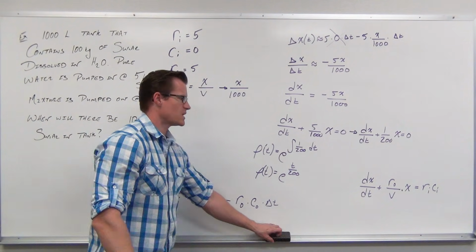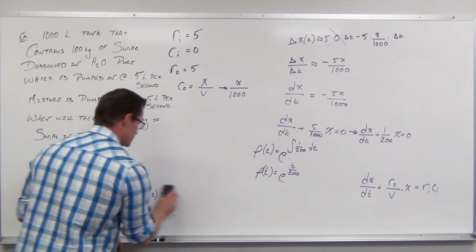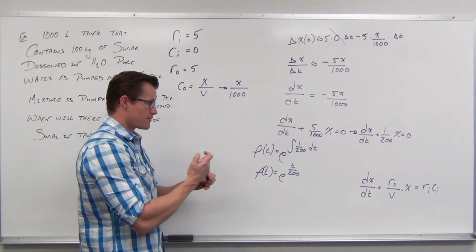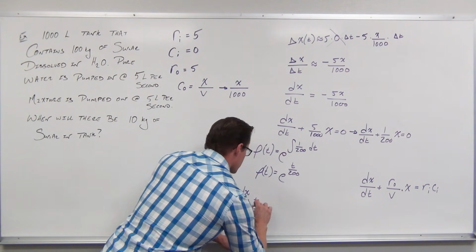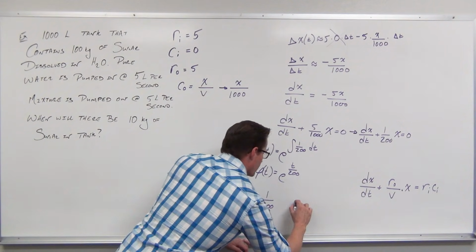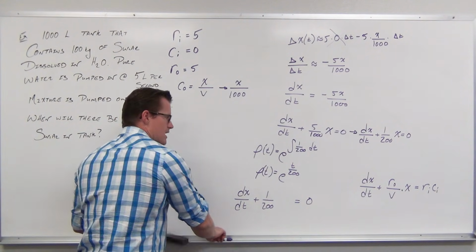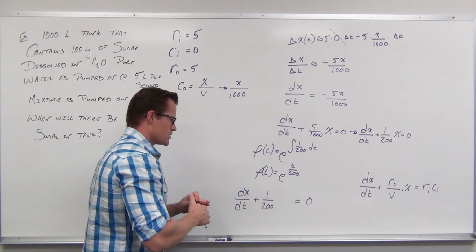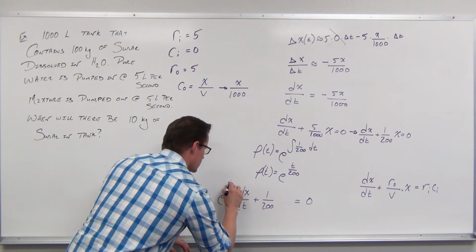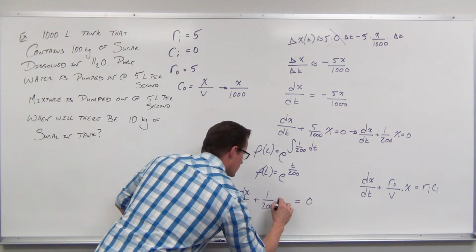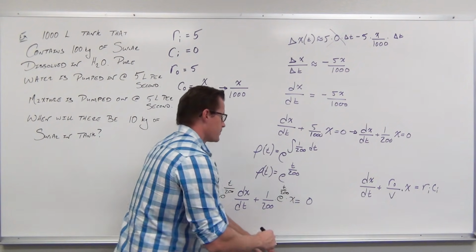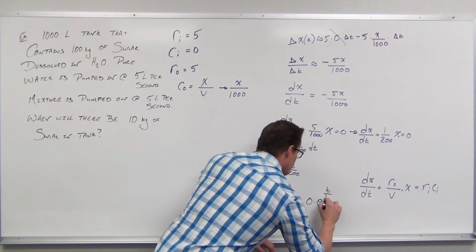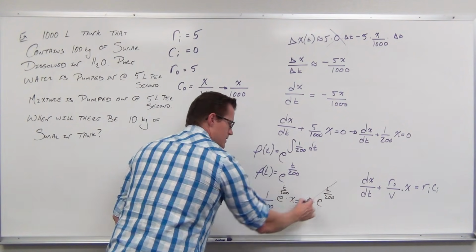We don't need a plus c, that's totally fine, no big deal. And if we multiply everything by that, so we have a dx dt, no problem. We've got a plus 1 over 200, and we have an equals 0. And if we multiply both sides by e to the t over 200, we don't want to forget our x.